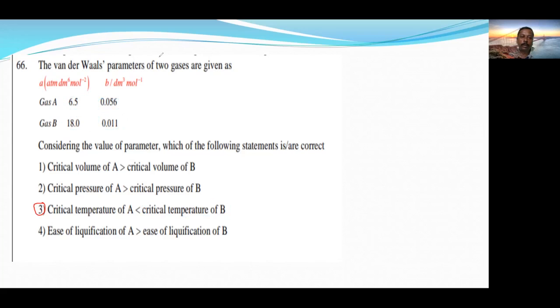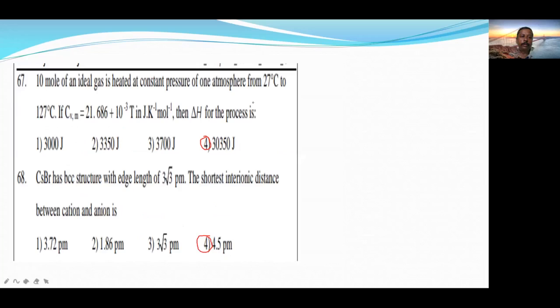Let's move on to the next slide. 10 moles of an ideal gas are heated at a constant pressure of 180 m from 27 degrees to 127 degrees, so it is increased by 100 degrees Celsius. If Cv is equal to 21.686 into 10 to the power of minus 3, what is the delta H for this process?